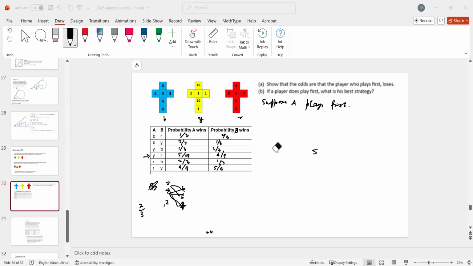the first question says, show that the odds are that the player who plays first is going to lose. Now, how can that be? All right. Suppose I am playing you. A throws B. Suppose A throws B, then the chances of him winning are 1/3.